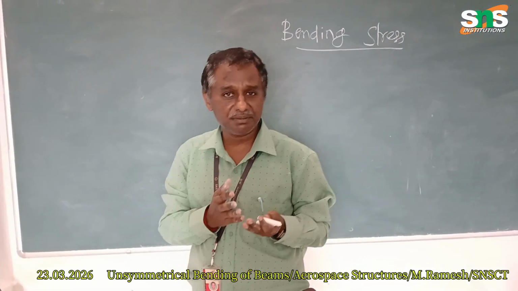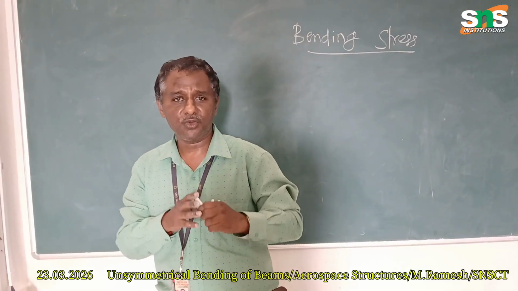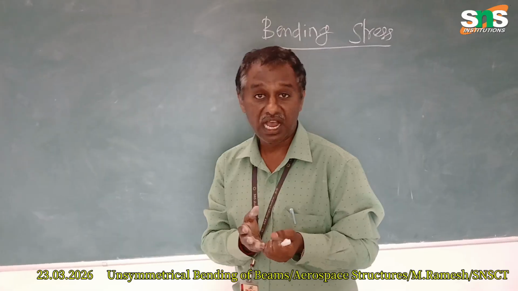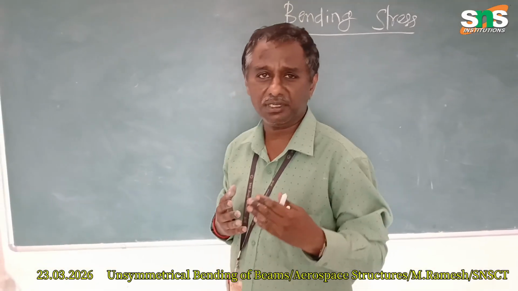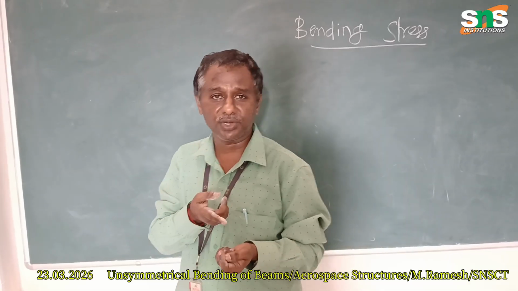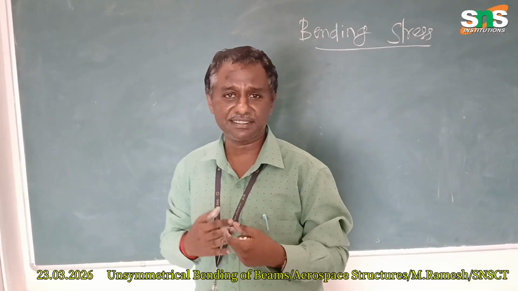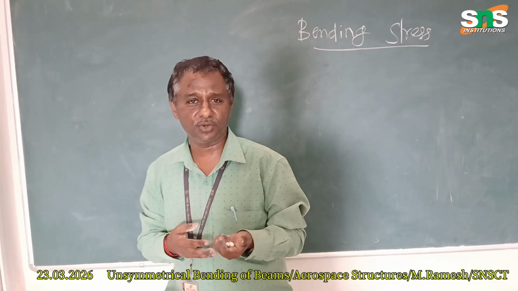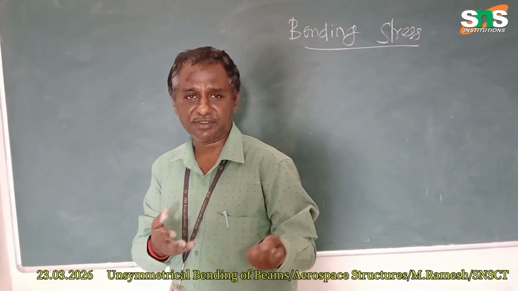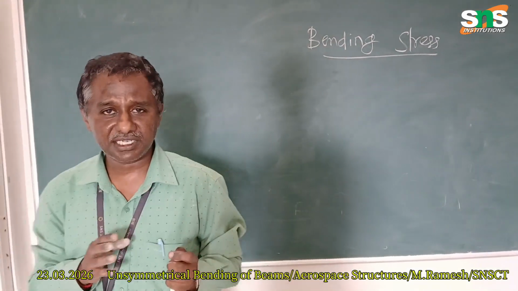If it is unsymmetrical bending, it means the beam has an unsymmetrical cross section. Otherwise, even if it is a symmetrical beam, we can apply a Q load, meaning an inclined load, with respect to the x-axis or y-axis. If you apply it like this, the bending will happen unsymmetrically. Let's take an unsymmetrical section.